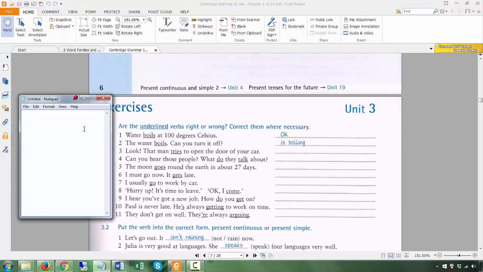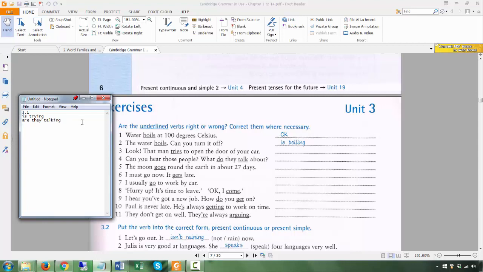Now you should have read all this already, so I won't really go through that. Number 3, 3.1. Look, that man is trying. Why? Because right now that's happening. It's not tries. If you mention tries, that is present simple tense. That means he always does so. No, it's talking about, look, right now this is happening. So you use the present continuous tense. Can you hear those people? What right now? Again, can you hear those people? Somebody talking about something that's happening right now. What are they talking about? That's how you form the question in the present continuous tense.